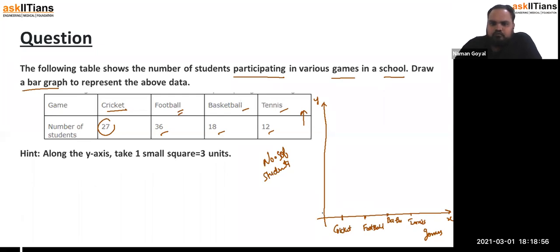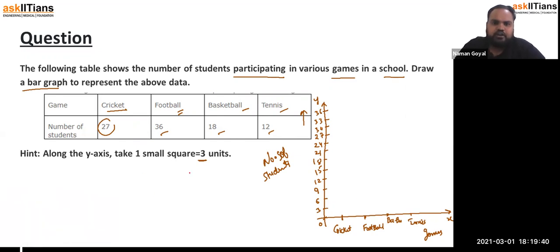Now we have to take a gap of 3 units, right? One square. If you see the graph paper, there are squares already there in the graph paper. So the question says that you have to take one small square as 3 units. So this is 0, then 3, 6, 9, 12, 15, 18, 21, 24, 27, 30, 33, 36, right? Now we are going to draw the bars with different colors.